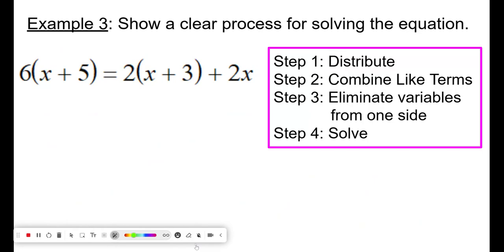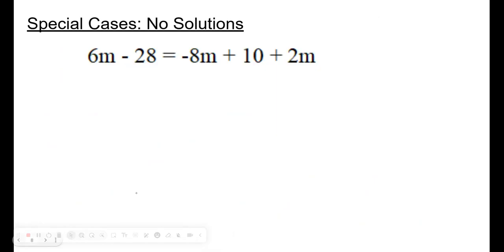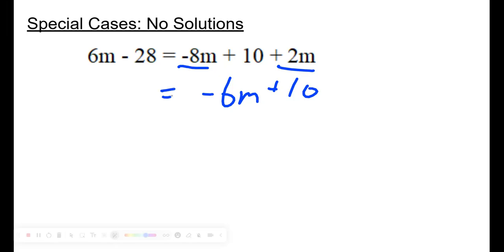All right, really quickly, let's talk about some special cases. So here, no solution. Spoiler alert, there's not going to be a solution for this one, but why? Why, you ask? 6m minus 28 equals negative 8m plus 10 plus 2m. Remembering our steps, let's go ahead and review. We've got, oh, did I do that right? Let's find out.